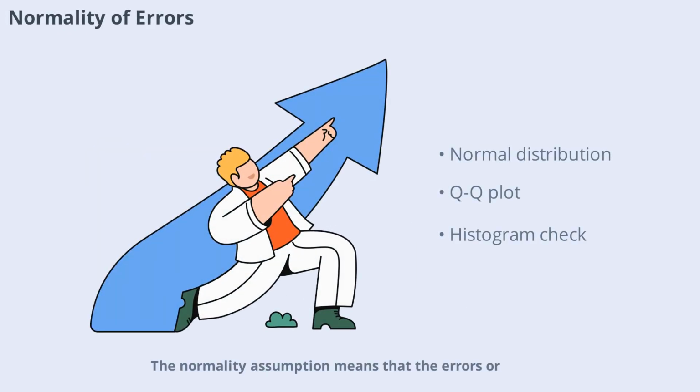The normality assumption means that the errors, or residuals, of the regression model are normally distributed. This is important for making accurate inferences about the coefficients and for hypothesis testing. You can check normality by creating a histogram or a QQ plot of the residuals. If the residuals follow a straight line in the QQ plot, the normality assumption is likely satisfied.